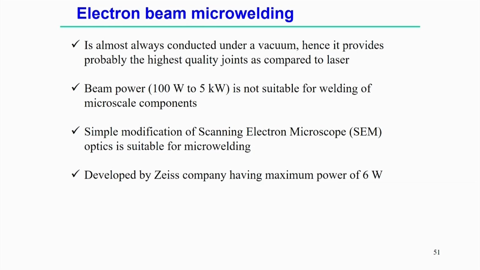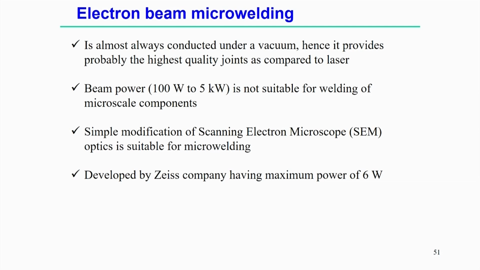This is the first priority in the case of the electron beam welding process. The second thing is that power beams of normally 100 watt to 5 kilowatt are available in the market for conventional welding processes, but that range of power is not suitable for micro scale applications.